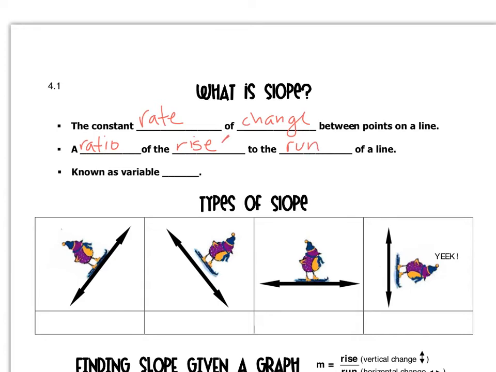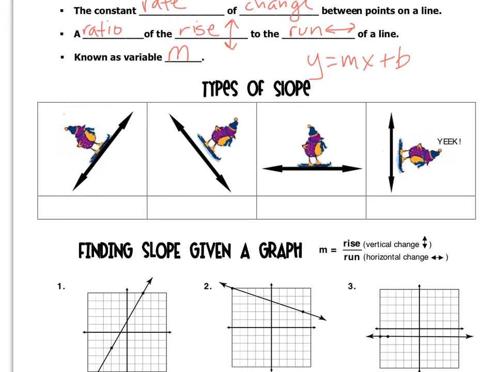Rise, we're talking about our vertical movement up and down, right? So that would be on our y-axis. Run is our side-to-side movement. That, of course, is on our x-axis. And in this equation right here, which will be your new BFF for the next couple weeks, 4 letters there. One of those is slope, and that would be the letter M. That's amazing. Ha ha. I laugh at my own jokes. That's great. Okay, here's our 4 kinds of slope.